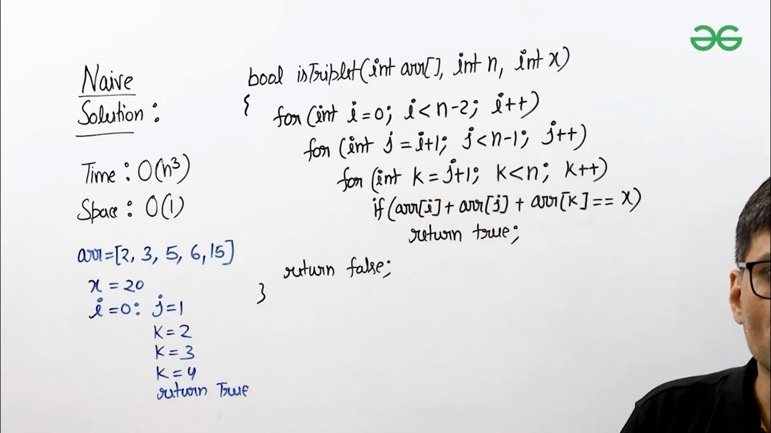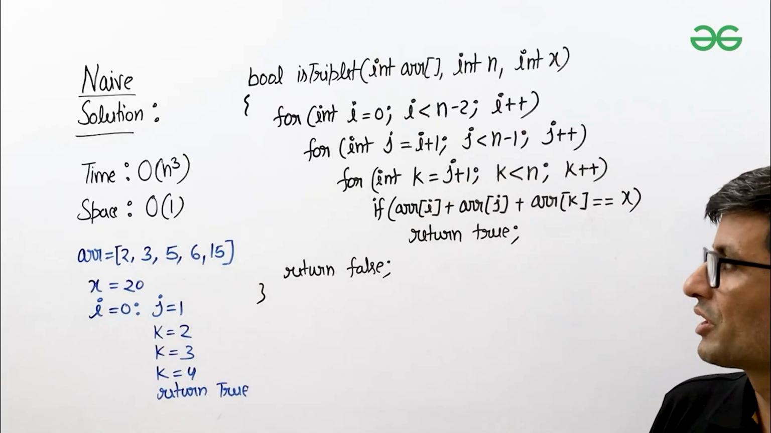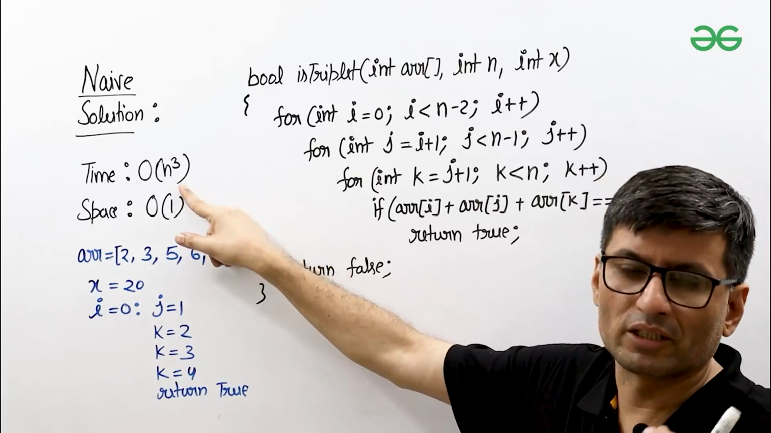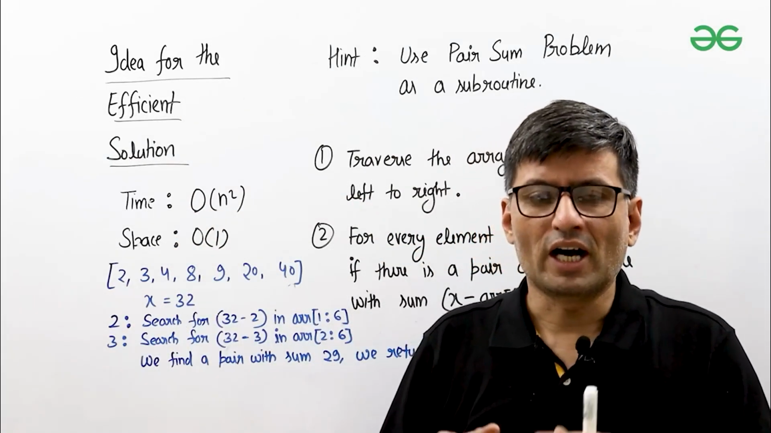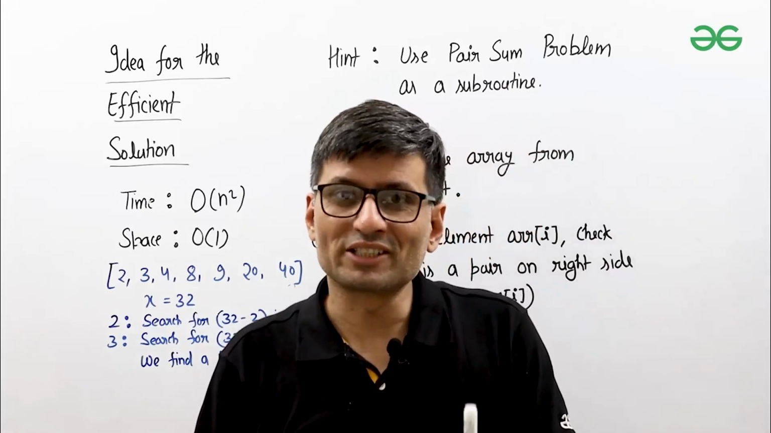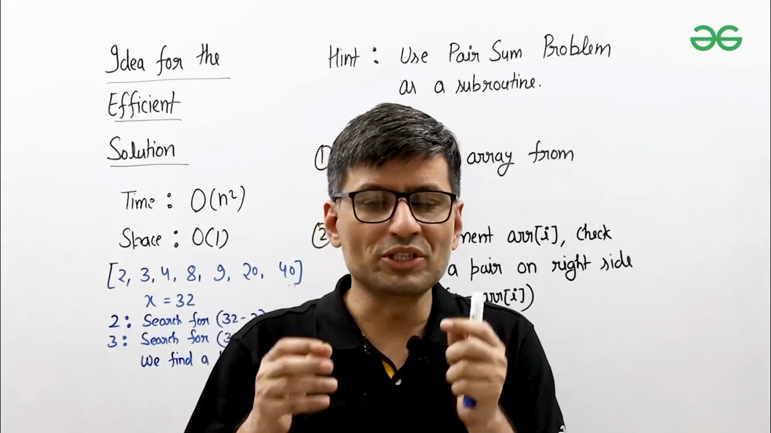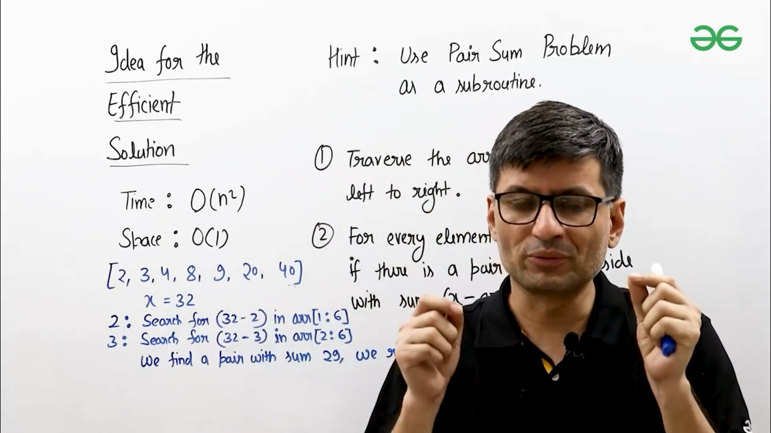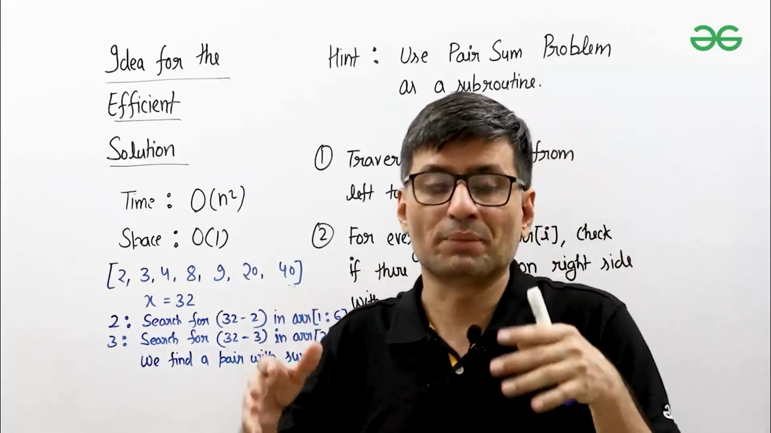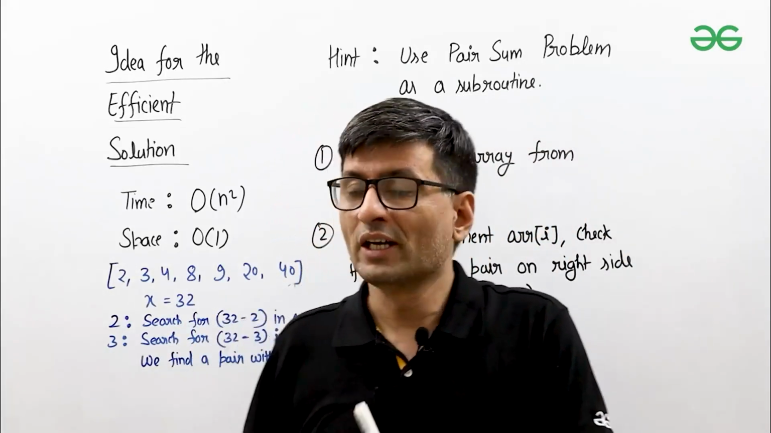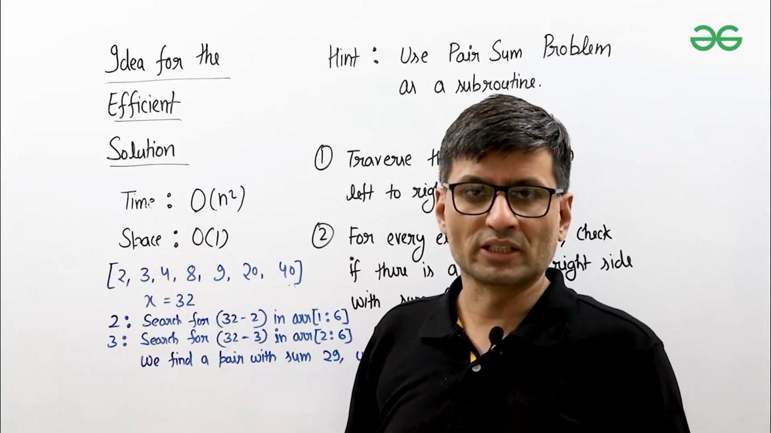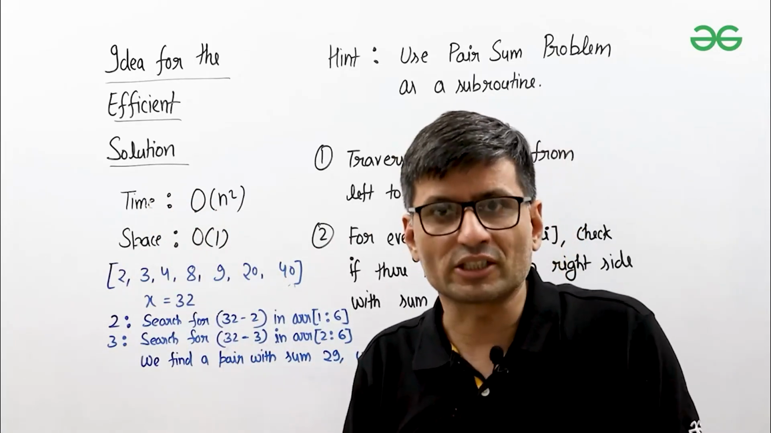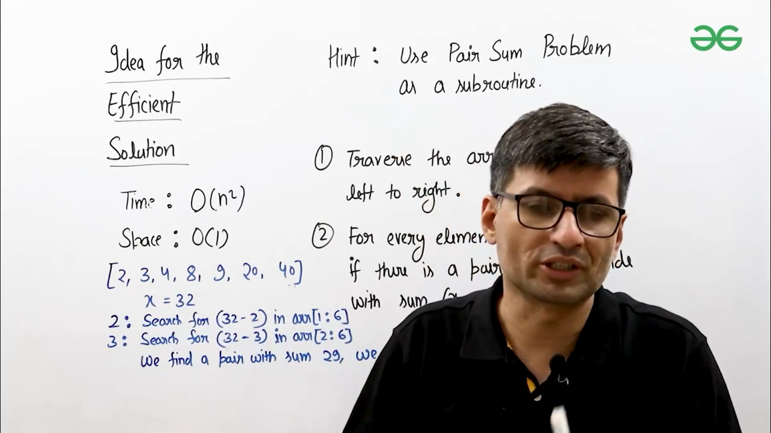Now please pause this video and try to write down a solution which works in time complexity better than big O of n cube. Before we talk about the efficient solution, I would strongly recommend you try this yourself because it's going to be using the two-pointer approach. It's going to be using the pair sum problem as a subroutine. And the expected time complexity is big O of n square and big O of 1 auxiliary space. So please pause this video and with this hint, try writing the complete solution yourself.